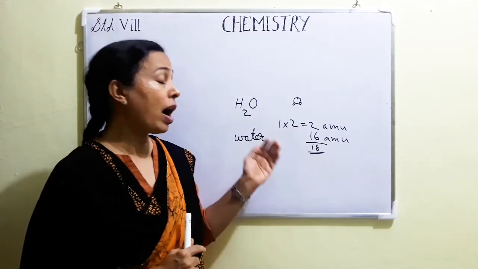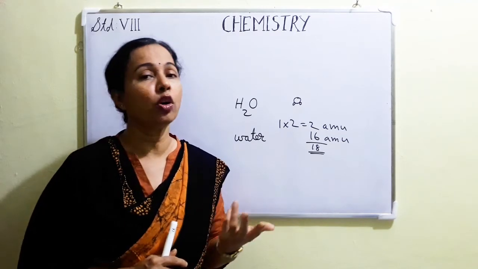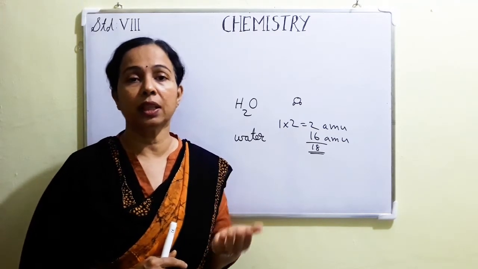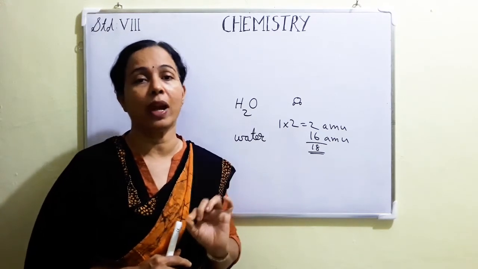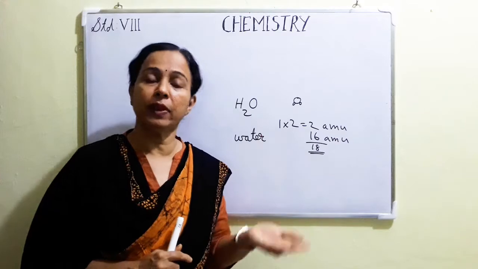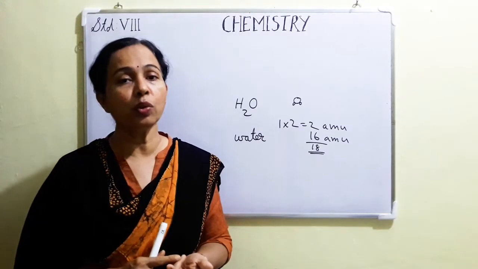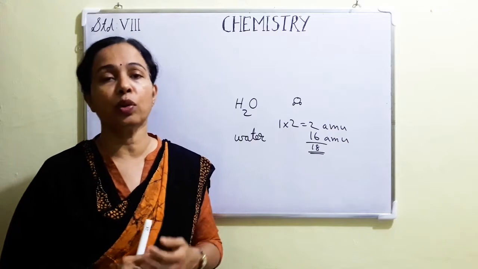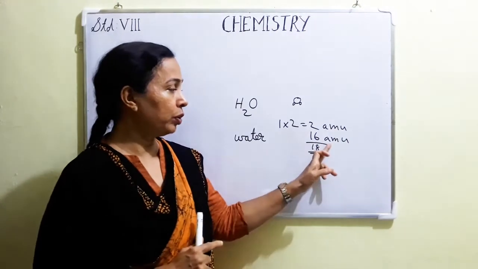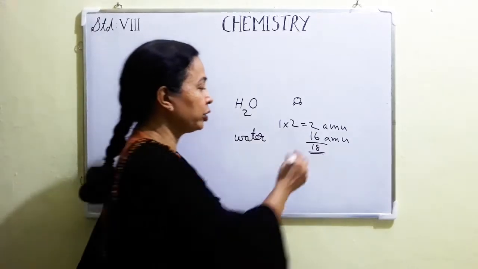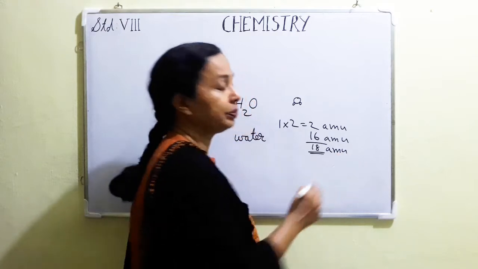But in the case of atoms, molecules, etc., they are too small. Their masses we cannot measure using grams, kilograms, etc., because they are very small values. Therefore, there is a much smaller unit to measure the masses of atoms, molecules, electron, proton, neutron, etc. All these small particles' masses are measured in the unit AMU. Molecular mass also. In this case, water's mass is 18 AMU.